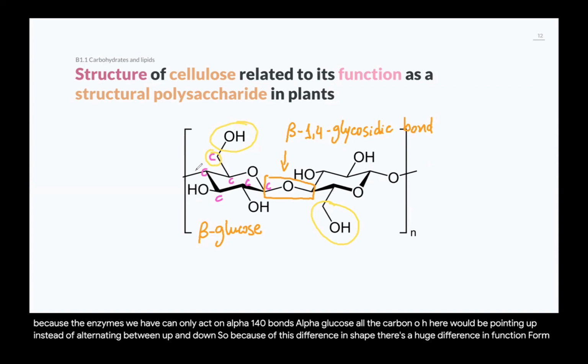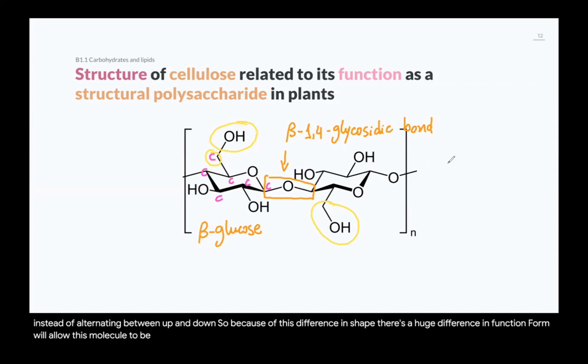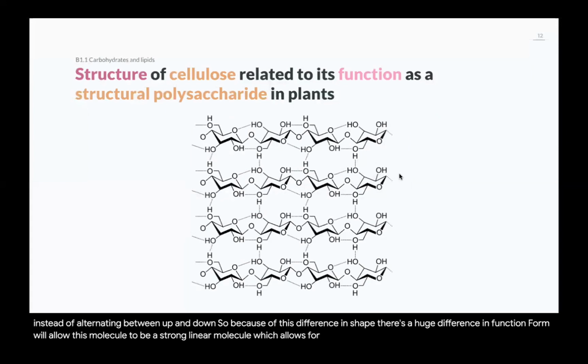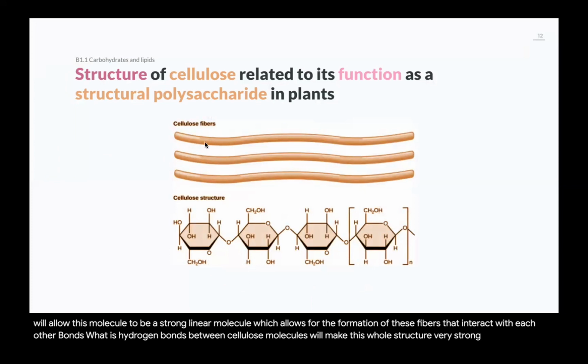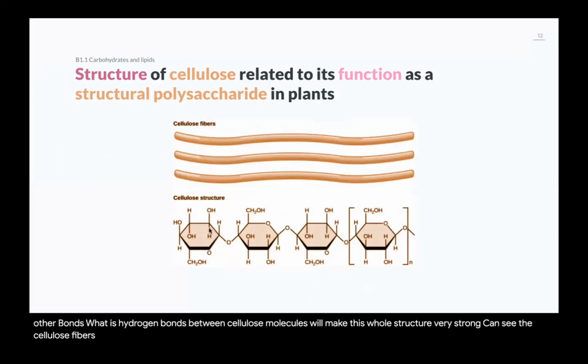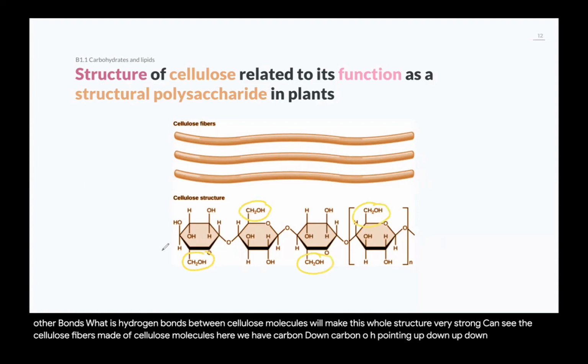This form will allow this molecule to be a strong linear molecule, which allows for the formation of these fibers that interact with each other through hydrogen bonds. And all these hydrogen bonds between cellulose molecules will make this whole structure very strong. And now you can see the cellulose fibers made of cellulose molecules. Here we have carbon, carbon OH pointing down, carbon OH pointing up, down, etc.